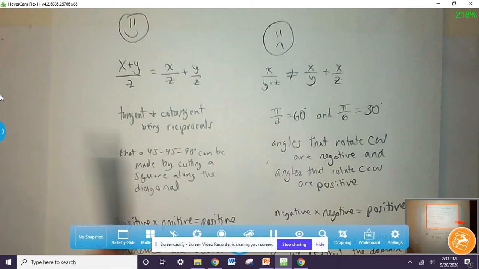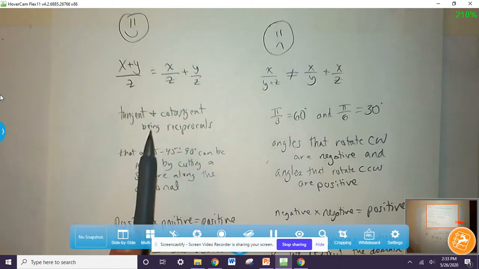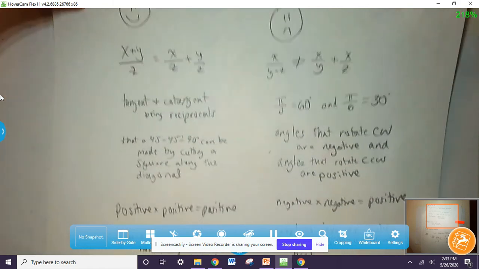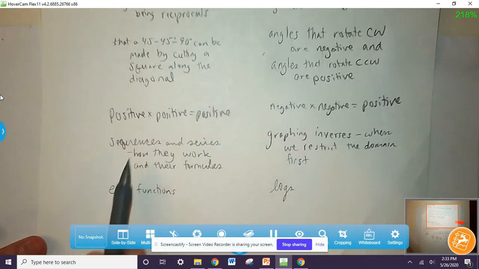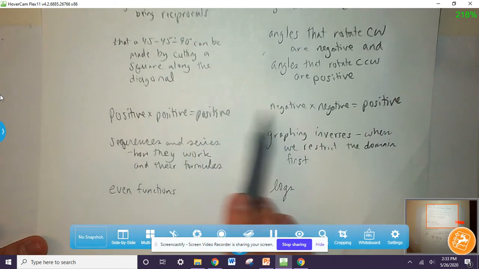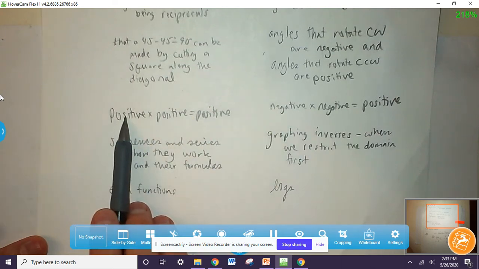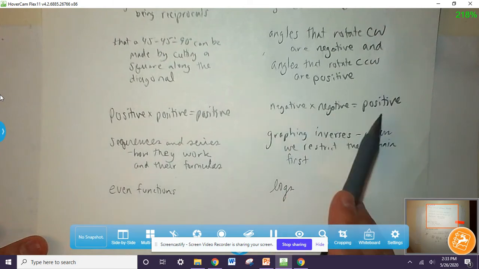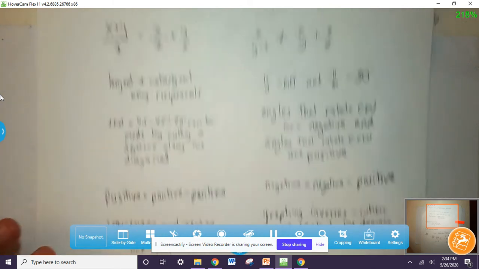A lot of people, for things that work the way they expect them to, said tan and cotan being reciprocals. Somebody said that a 45, 45, 90 made by cutting a square along the diagonal. Sequences and series. A few people mentioned sequences and series. They just seem to make sense to you when you learn them. Even functions, a couple people mentioned. I thought this one was interesting, this pairing, taking you way back to elementary school. So positive times a positive being a positive, that totally made sense. But picture yourself back in elementary school when the first time you heard a negative times a negative was a positive. I'm sure that didn't make sense. All right, but now we all go along with it because we know that that's true.